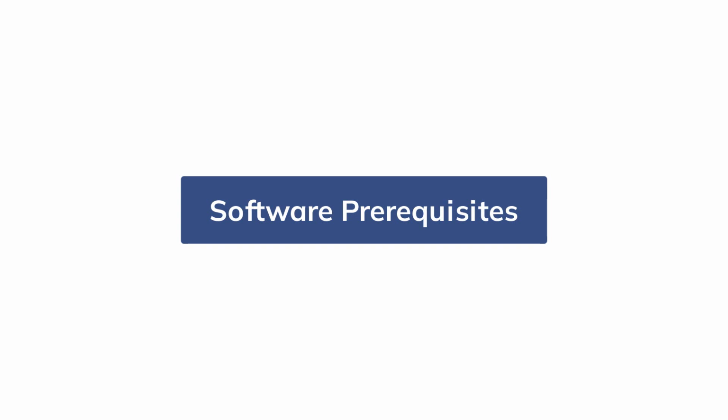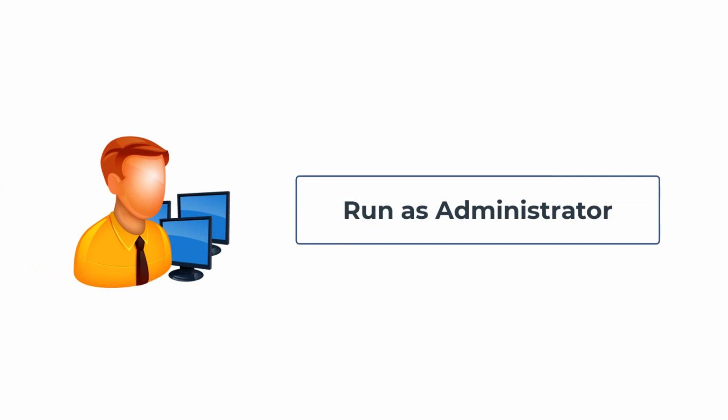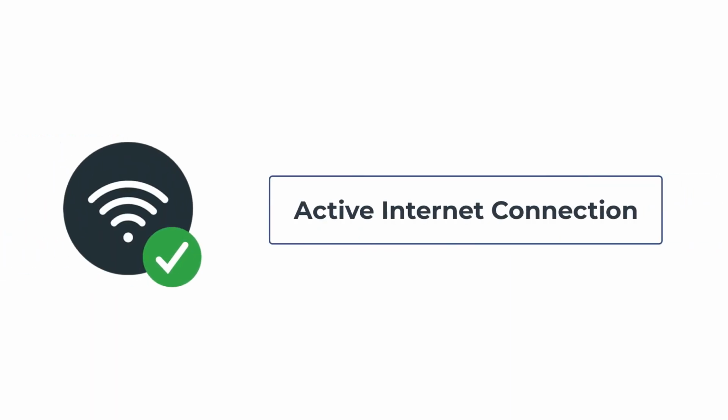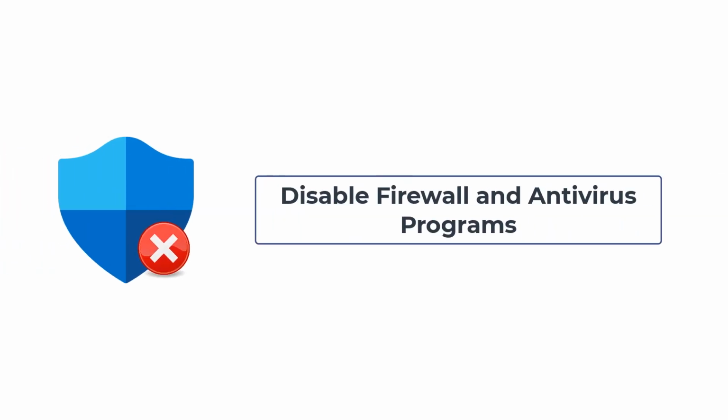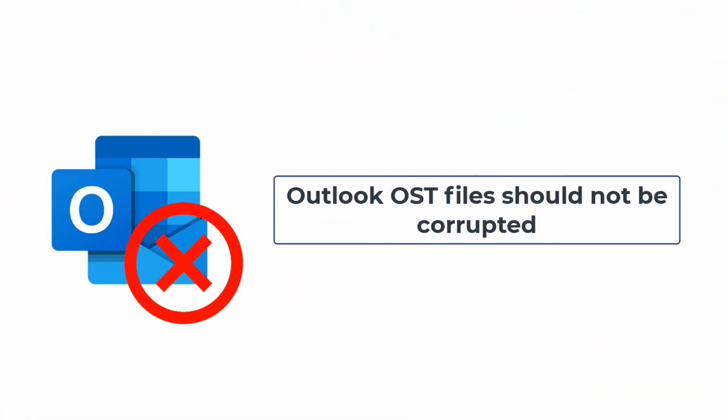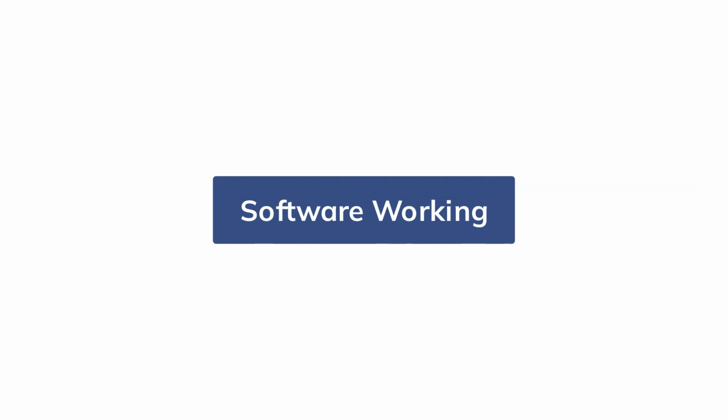DRS OST Viewer Tool has some prerequisites that you must fulfill to use the application. You must run the DRS OST Viewer as administrator. An active internet connection is required while activating the premium license. Temporarily turn off Windows Defender and antivirus because they hamper tool functioning. DRS OST Viewer Tool cannot open a corrupted OST file. Let us see how to use the OST File Viewer tool to open Outlook OST files.